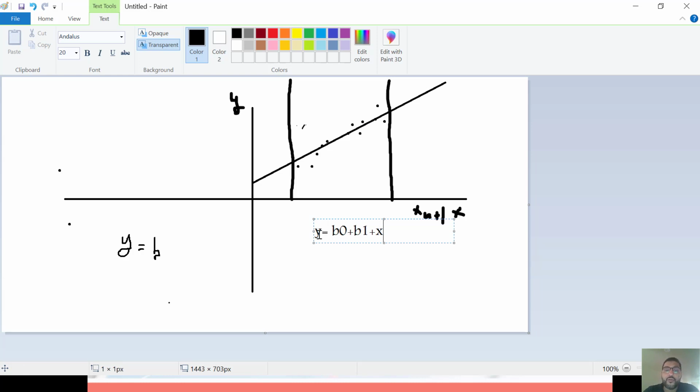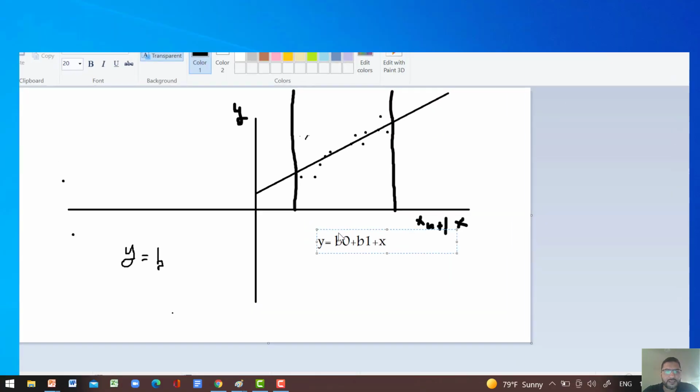And from this slope, I'm going to get the b1. Then I'm going to substitute the y and x by y mean and x mean, so I will be able to get the b naught. So let's do this in Excel. It's going to be easier for us.